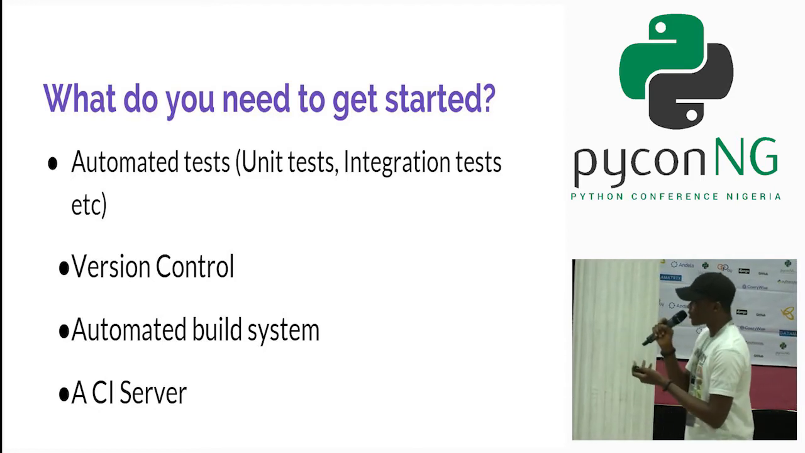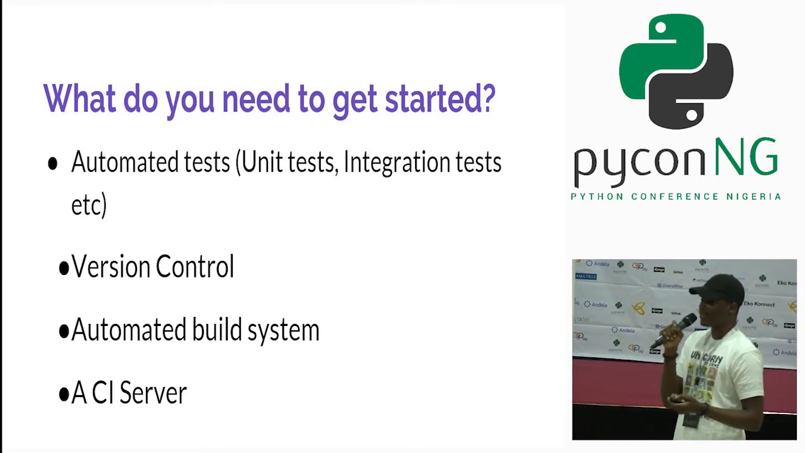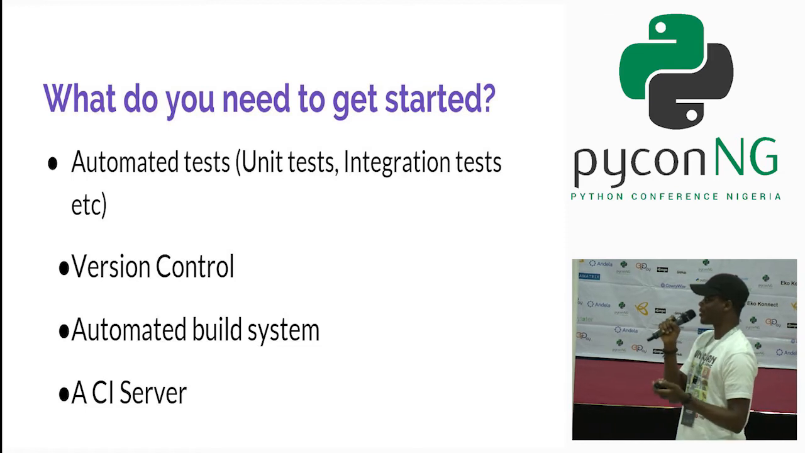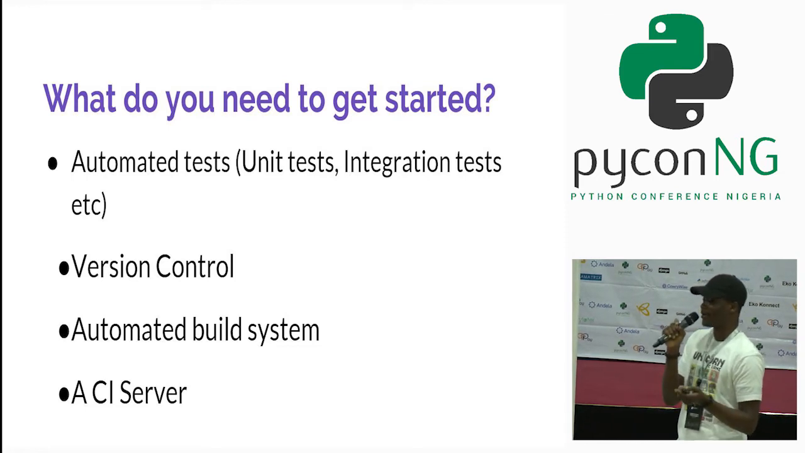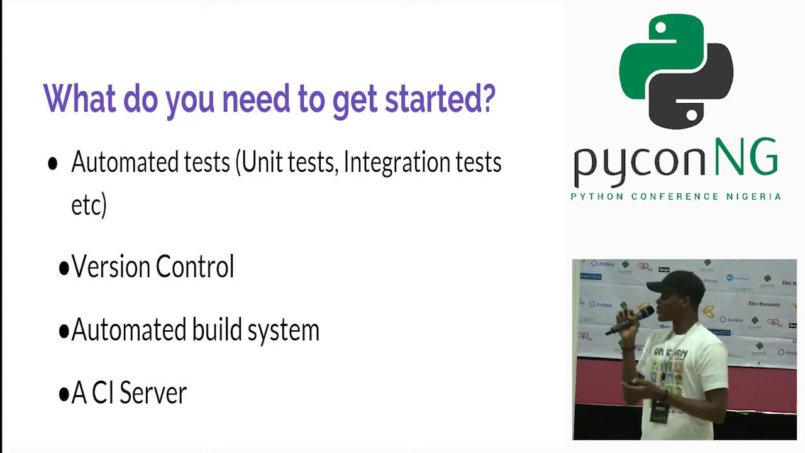Then you should be using version control. The most popular one today is Git, but there's SVN, there's Mercurial. But me, I use Git, so I don't know about the rest. I use Git, and Git works for me. So you should be using version control.